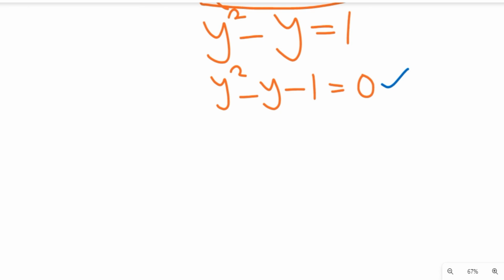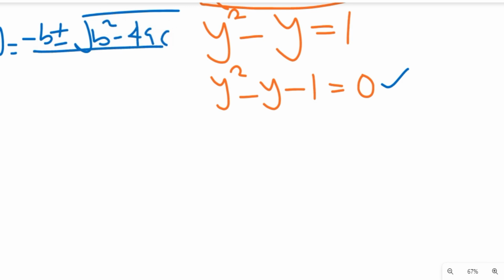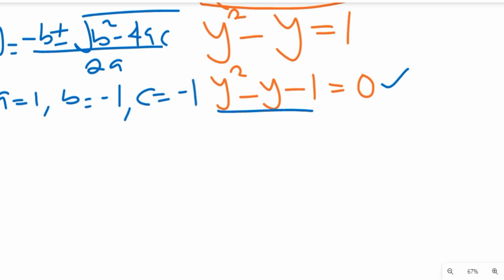And to solve this equation quadratically, we're going to apply the quadratic formula, which says y is equal to minus b plus or minus square root of b squared minus 4ac, divided by 2a. If we apply that here, we're going to see that our a is equal to 1, while our b is equal to minus 1, and then our c is equal to minus 1.